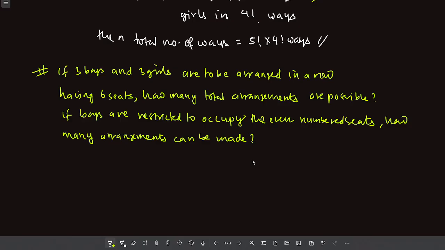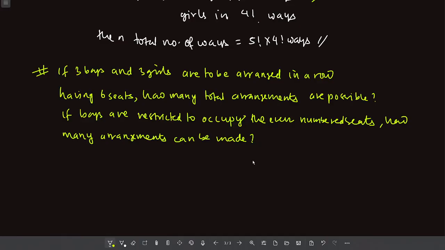There are not any conditions, so we can just find the total number of people, that is 3 boys plus 3 girls, which will be equal to 6. Total number of ways of arrangement will be 6 factorial, obviously. Now the second condition, one restriction is given there. If boys are restricted to occupy the even numbered places, how many such arrangements can be made?